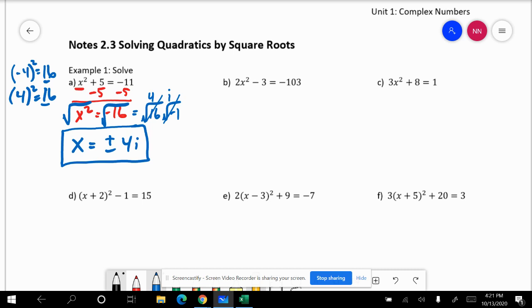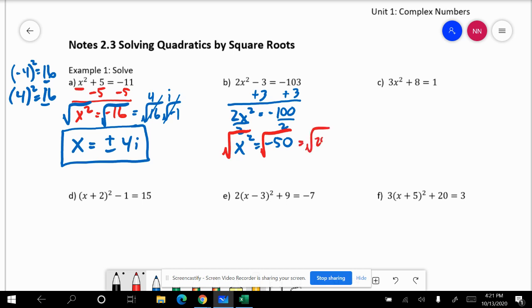Now with letter B, we're going to do the same thing. We're going to add the 3, and we get 2x squared is equal to negative 100. We divide by 2, and we get x squared is equal to negative 50. Now we're going to do the opposite operation. So we're taking the square root, and what makes up 50 is 25, 2, and negative 1.